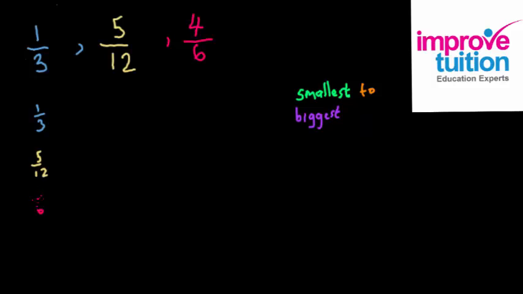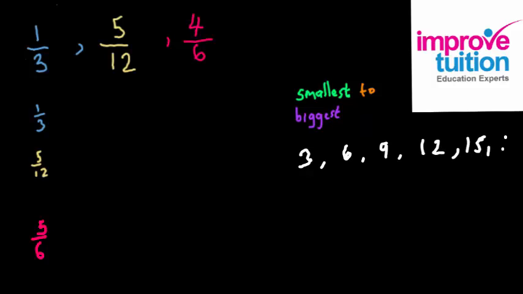So I think that 4/6 is a bit close to the 5/12. So when I do my arrows, it's going to come into the way. So I'm just going to rub that out. And okay, so it should be 4/6, not 5/6. I'm just going to fix that in a moment.